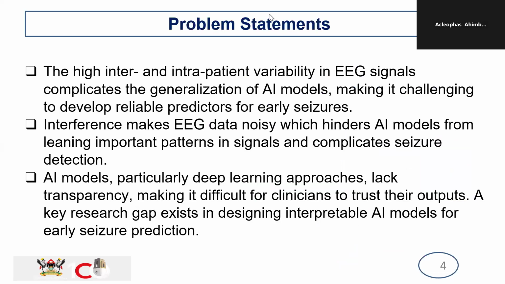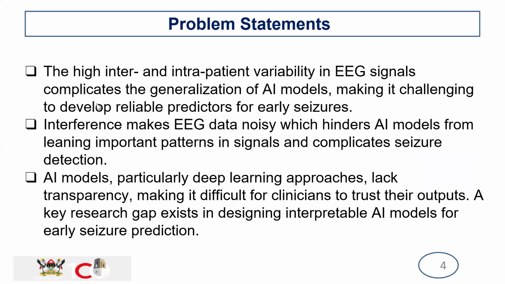The problem statement is hinged around 3 computational problems. 1, the high inter- and intra-patient variability of EEG signals that complicates the generalization of AI models. The second one being the signal noise or interference that makes EEG data noisy and hinders AI models from learning important patterns in signals and complicates seizure prediction. The last one, AI models, particularly deep learning approaches, lack transparency, and that makes it difficult for clinicians to trust their outputs.